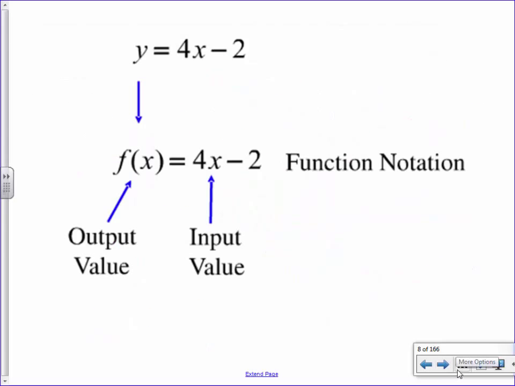Okay, this just talks more about function notation, just the idea that you could write it as y equals 4x minus 2. You could write it as f of x equals 4x minus 2. Please don't split hairs over the difference between the two of them. They mean the same thing.